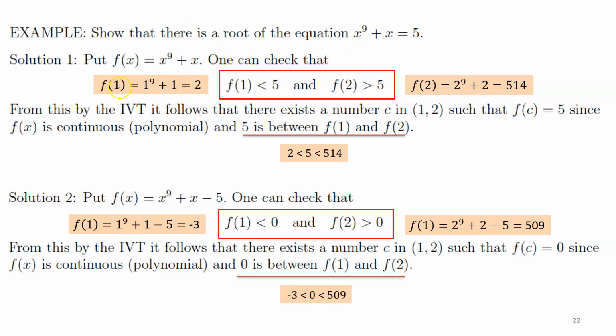One is f of 1. You substitute 1 into the function and the other one is 2. Okay, so when you substitute 1, you get the answer less than 5, which is 2. When you substitute 2, you get the answer greater than 5, which is 514. Okay, so we can say 5 is between 1 and 2. This 5 is actually your c. Remember, this 5 is actually your c. This is your c.